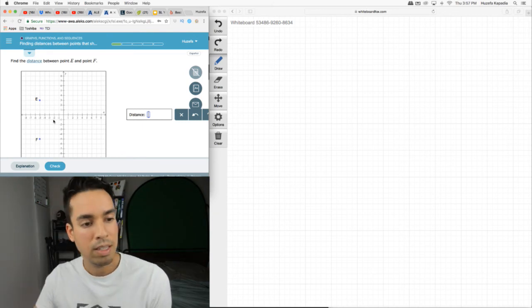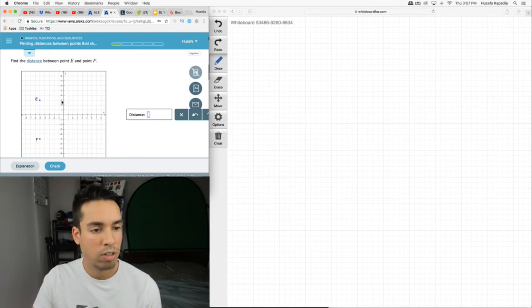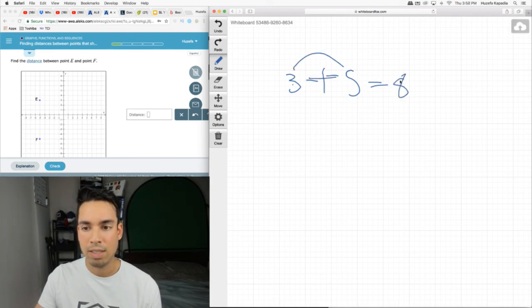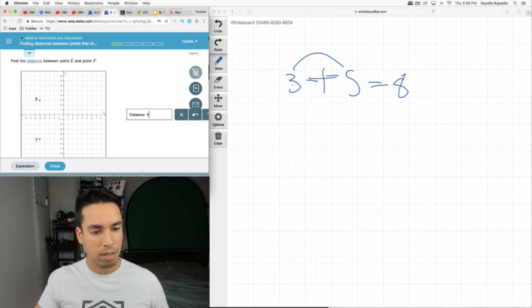The other way to do it is to look at the y coordinate up here, which is 3. This one is -5. And it's just the difference of 3 minus -5. Remember, minus and negative becomes a positive. 3 plus 5 is 8. So that's the other way to knock this out.